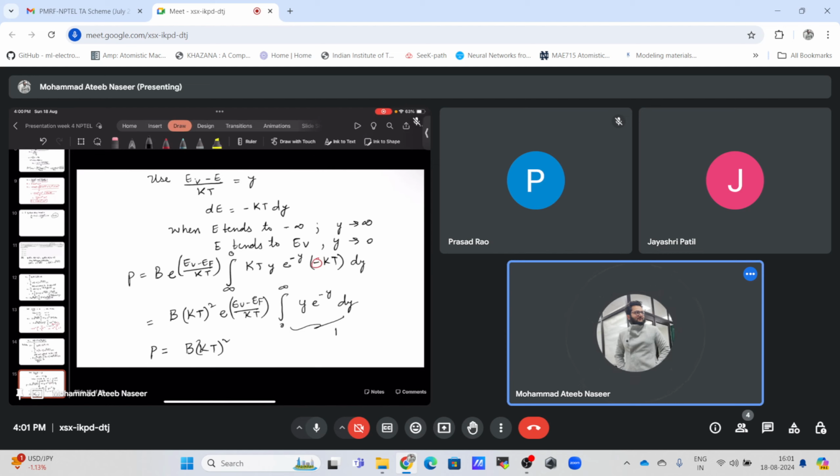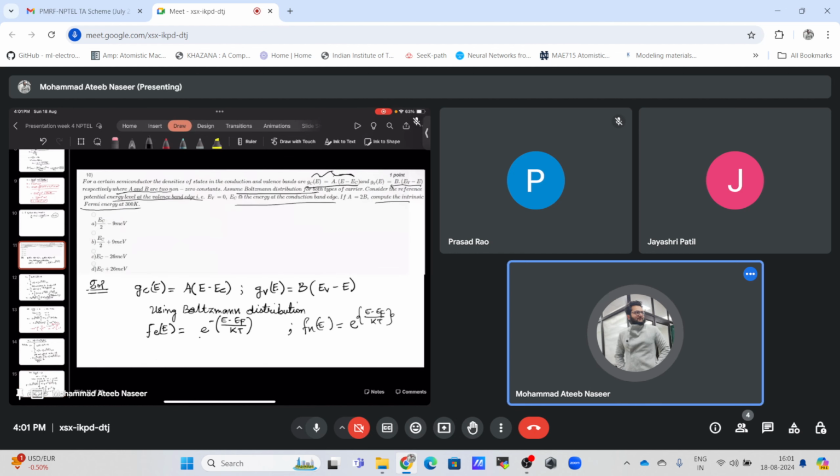So this is for the holes. Let us put it in a box and encircle it, and now let us see what the problem meant.